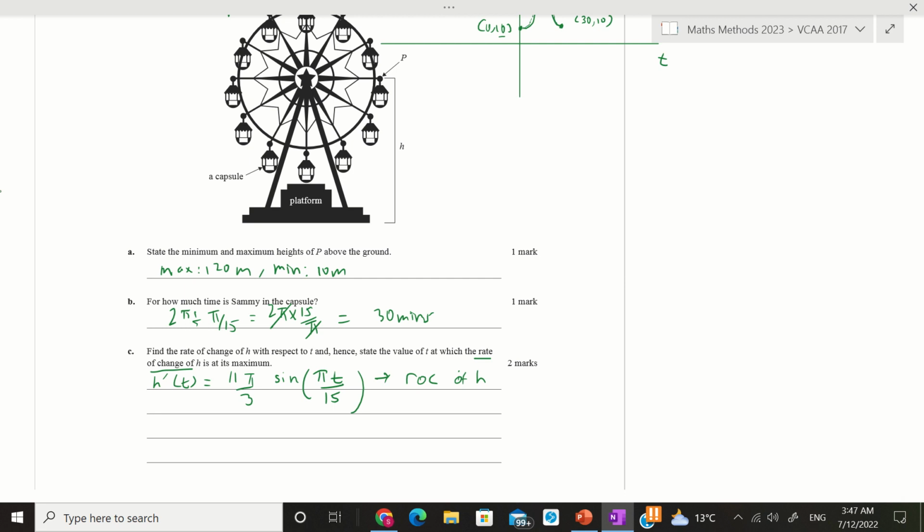Obviously we know our sine. So if I just draw a basic sine graph of sine of x, right?